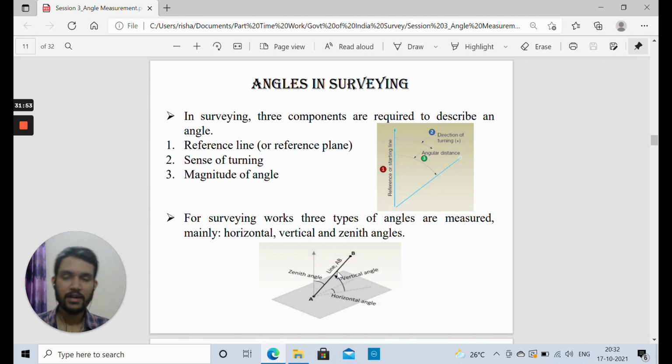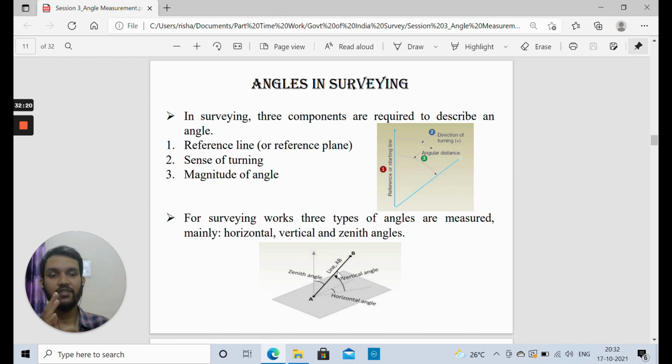So 2 angle measurements that are basically required in surveying, we will now be discussing. First one is the horizontal angle measurement, and next one is the vertical angle measurement. But before that, for measurement of any angle, 3 things are required. Okay, if we have to measure any angle, 3 basic things are required. First one is the reference line, or you can say reference plane, or the reference meridian, with respect to which we have to measure the angle.